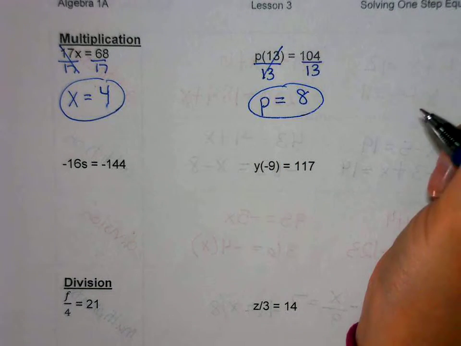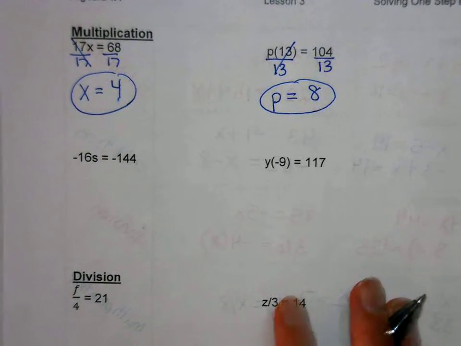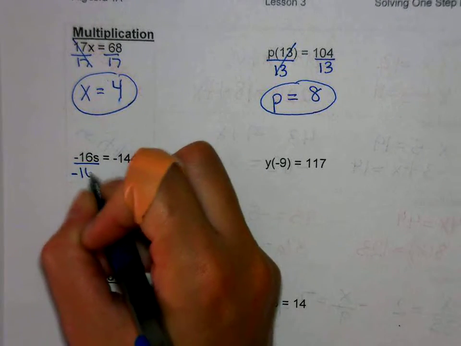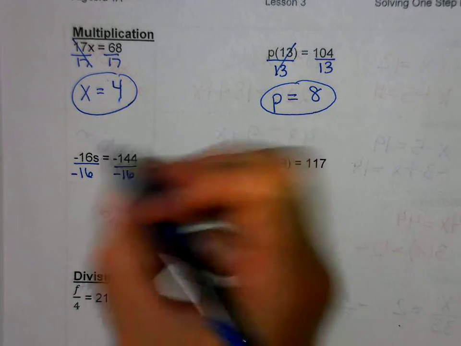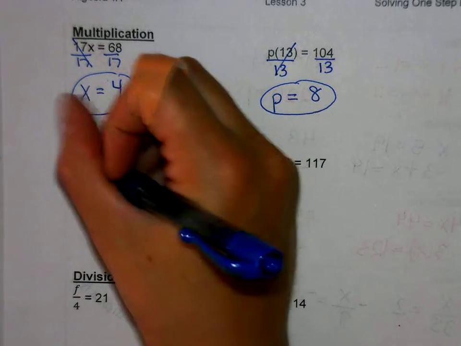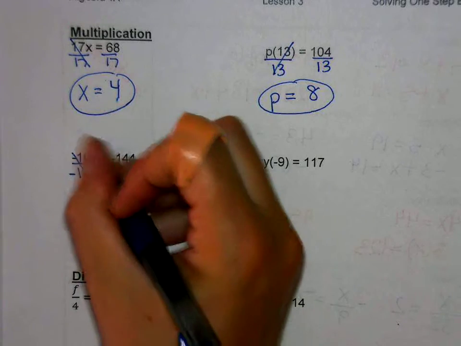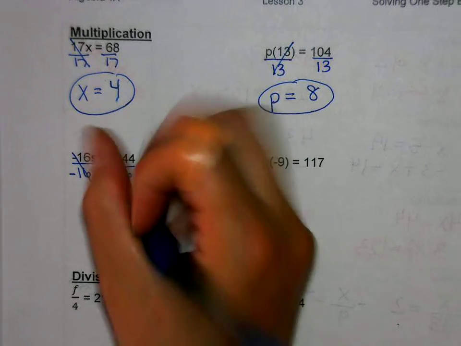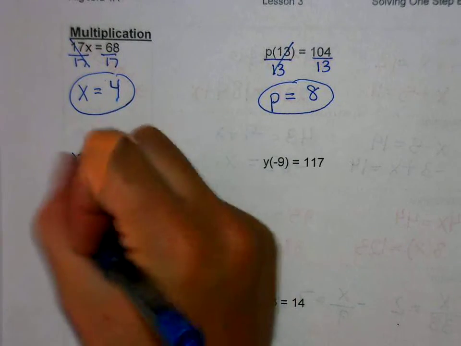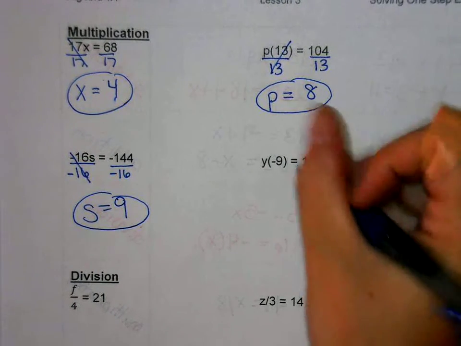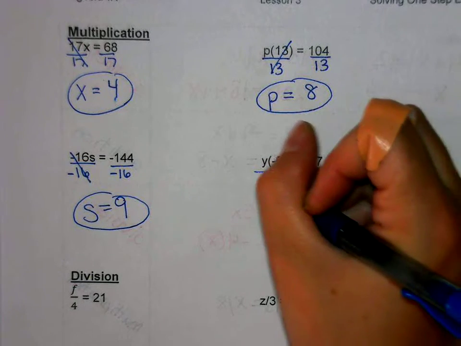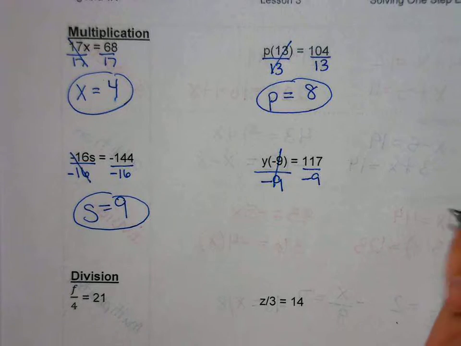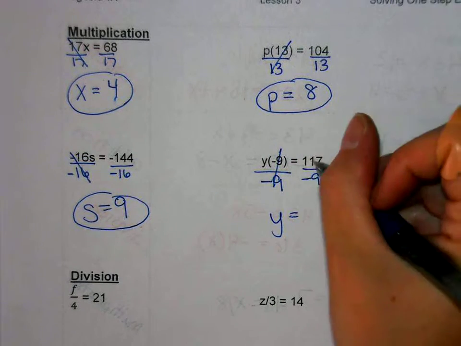So negative 16 times s. Divide both sides by negative 16. Negative 16 divided by negative 16 is a positive 1. So we're left with s equals negative 144 divided by negative 16, which is a positive 9. Here we're doing y times a negative 9, so we're going to divide by a negative 9. Those cancel out, become 1, so y equals 117 divided by negative 9, negative 13.